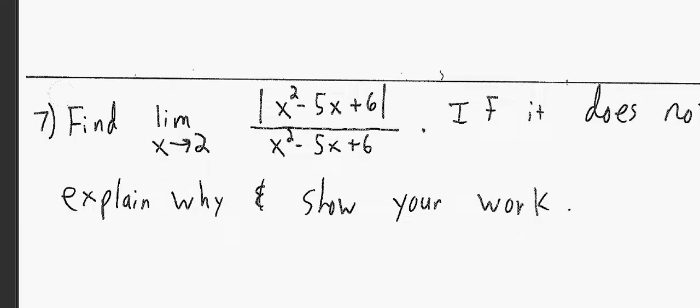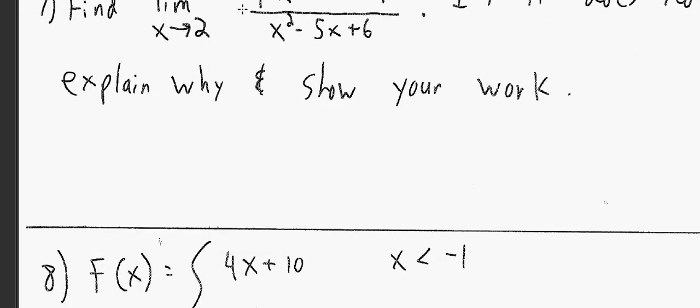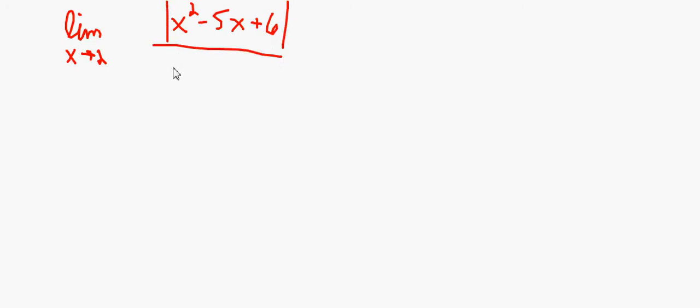Alright, now we've got another limit. Find it. If it doesn't exist, explain why, show your work. Okay. So we've got the limit as x is headed towards 2 of the absolute value of x squared minus 5x plus 6, over x squared minus 5x plus 6.